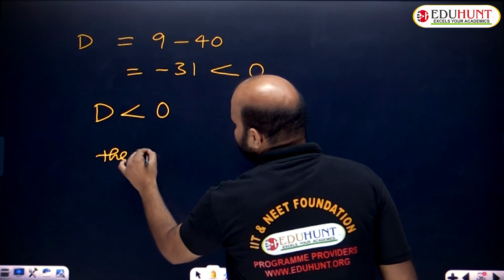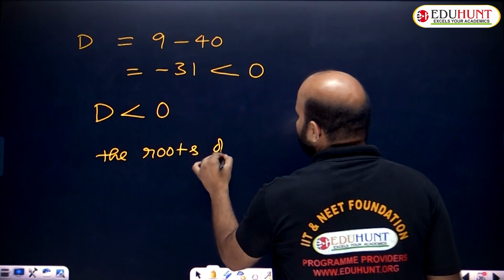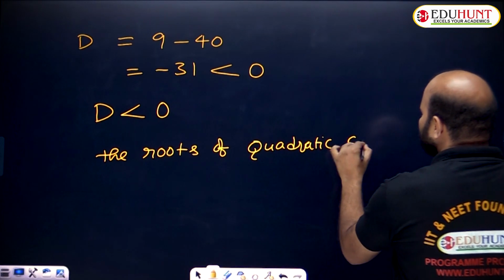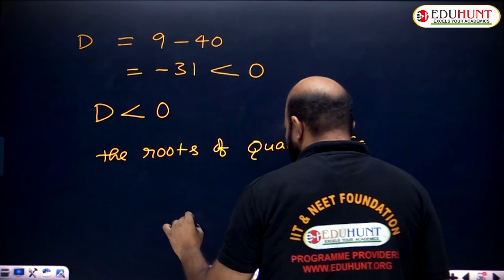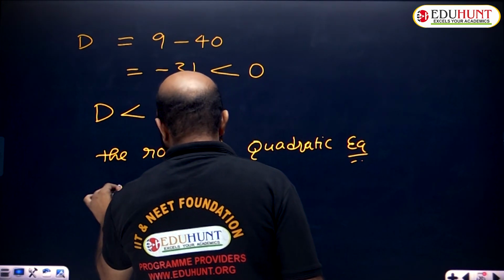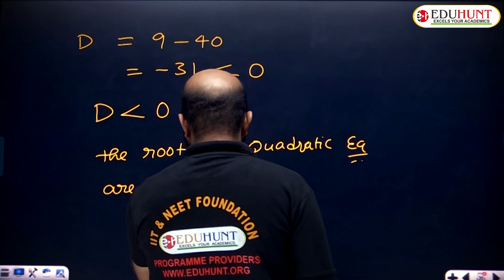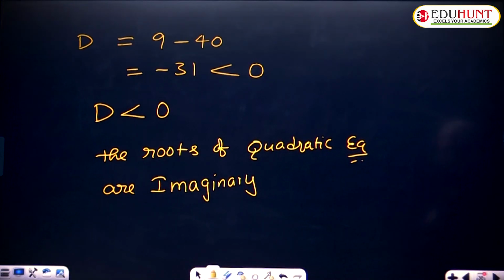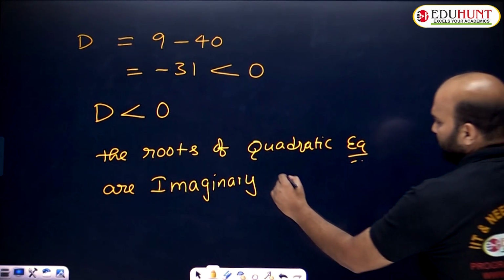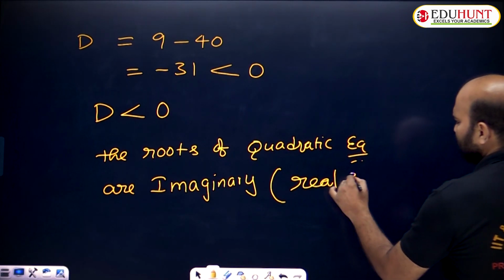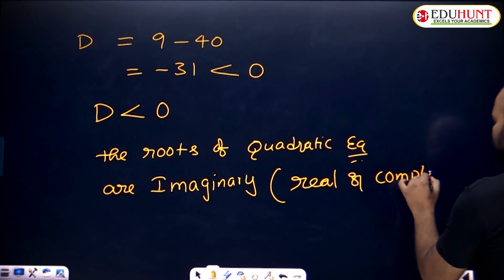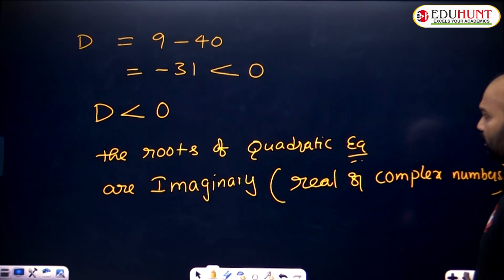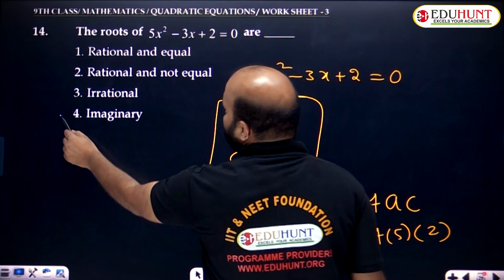The roots of quadratic equation are imaginary. So imaginary means what? Real or complex numbers. So imaginary is nothing but real or complex numbers. Am I clear? So which option is imaginary? Nothing but the fourth option is the right answer.